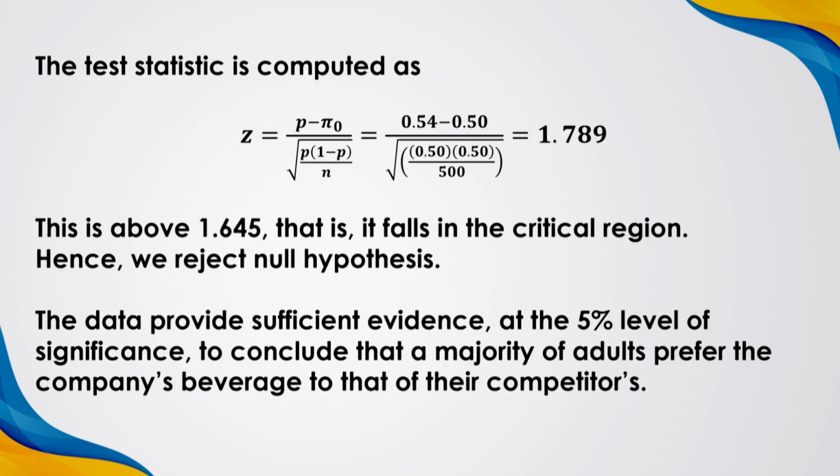The test statistic is computed as z equal to p minus phi 0 divided by square root of p times (1 minus p) by n, and this after putting the values gives you 1.789. This is above 1.645, that is, it falls in the critical region. Hence, we reject the null hypothesis. The data provides sufficient evidence at the 5% level of significance to conclude that a majority of adults prefer the company's beverage to that of their competitors.